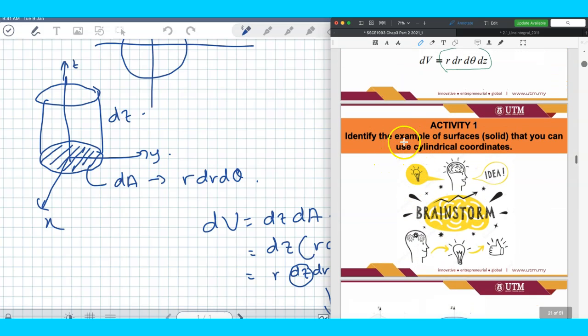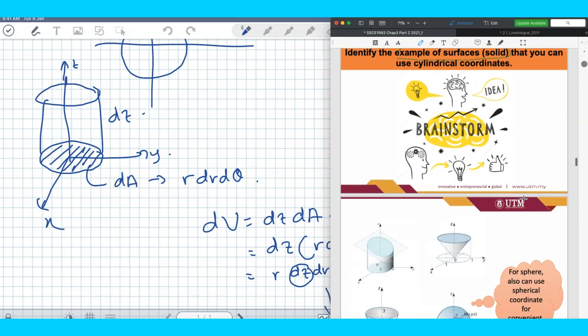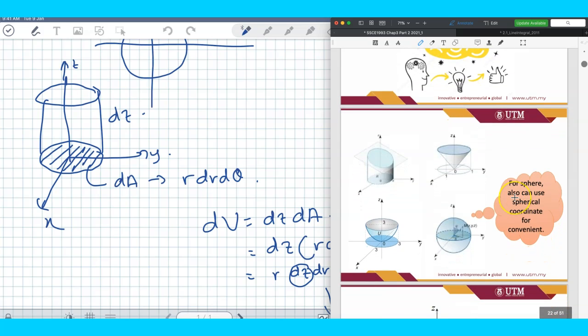Identify examples of a solid where you need to apply the cylindrical coordinate. So what kind of solid do you have to apply the cylindrical coordinate to? If you have a cylinder and that cylinder is cut by a plane, then in order to determine the volume, for example, it is easier to solve the triple integral in cylindrical coordinates.